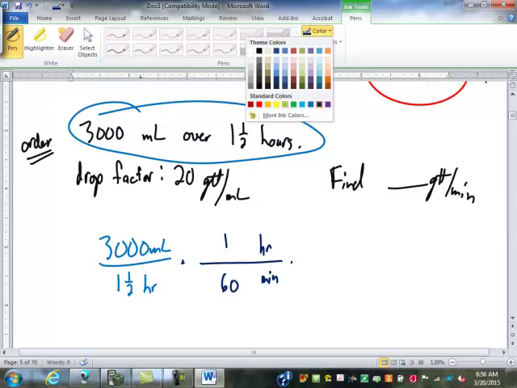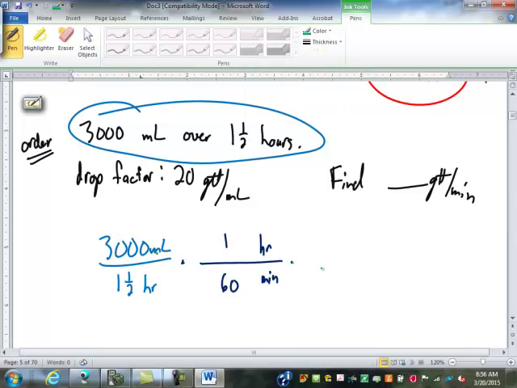And then I will go ahead and convert my milliliters to drops. 1 milliliter is 20 drops in this case, 20 drops per milliliter. So now let's double check. Hours cancel out, milliliters cancel out, and I am left with drops per minute. So we have 3,000 times 1 times 20 is 60,000 drops. 1.5 times 60 minutes times 1 is 90 minutes.